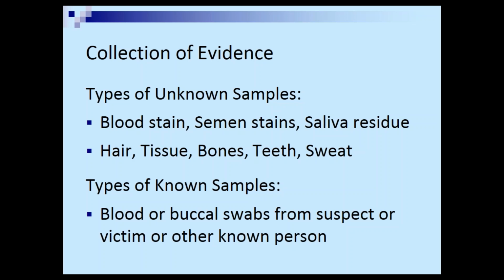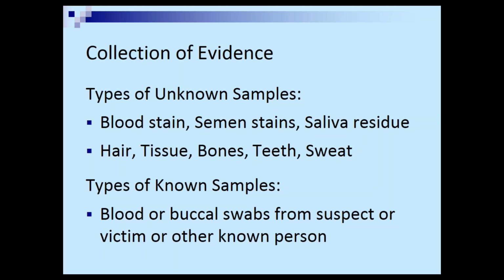Okay, so the unknown samples that come into the lab can be a variety of things. I mean, obviously, blood stains, semen stains, whether the semen is on bedding or clothing, or whether it's on a swab from a sexual assault kit. Saliva residue. This would include, if you're sampling saliva from a plastic cup or cell phone or anything else. And all these other materials, hair, tissue, bones, teeth, sweat, as we covered in part one, it's anything that contains cells. If it contains cells, it contains DNA.